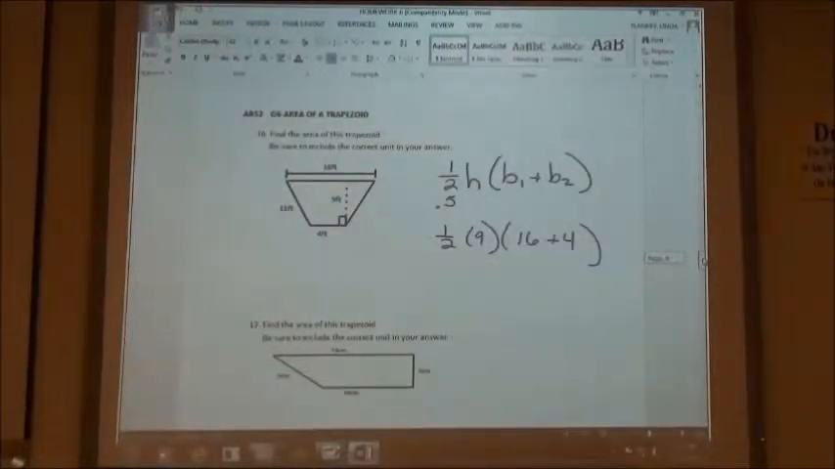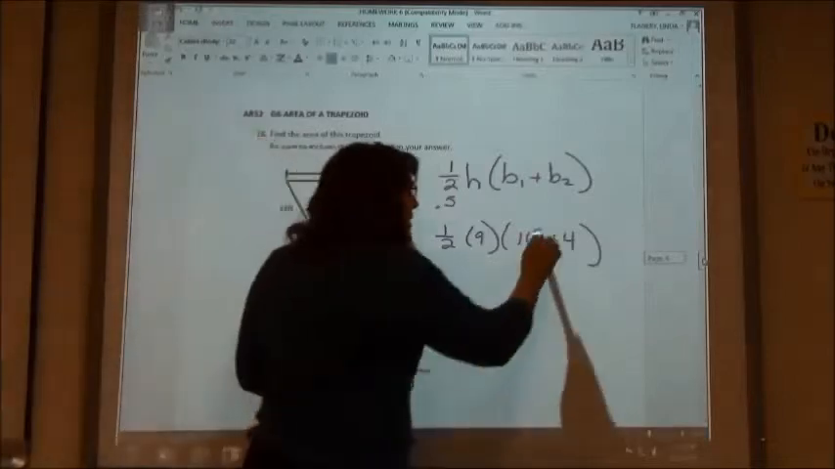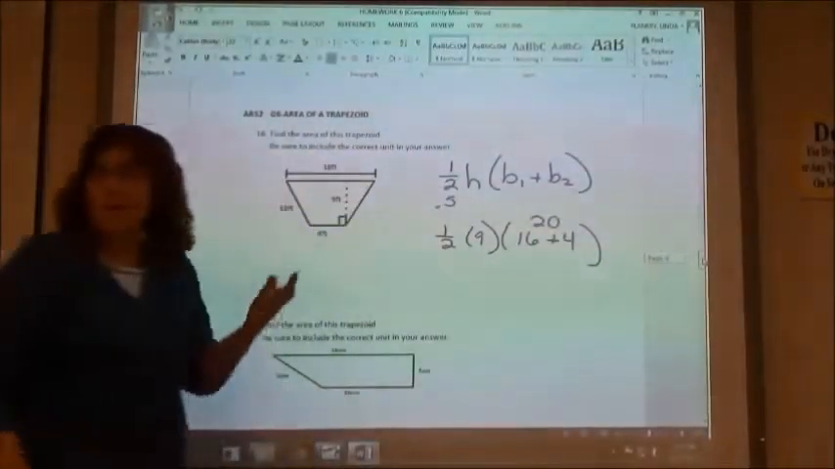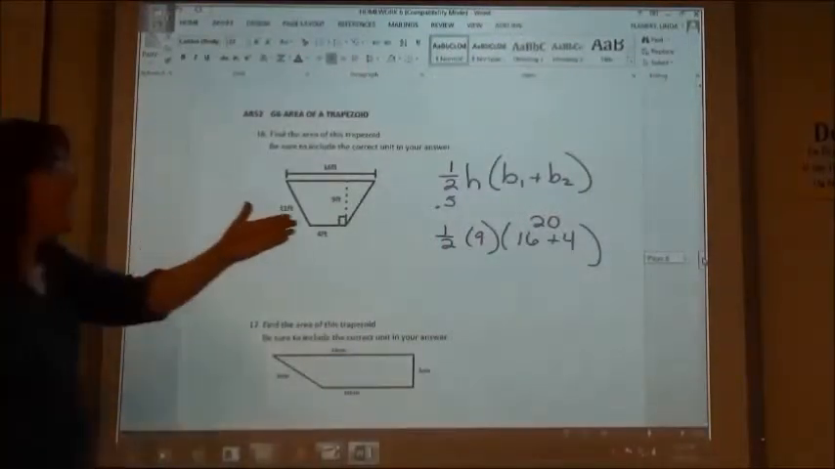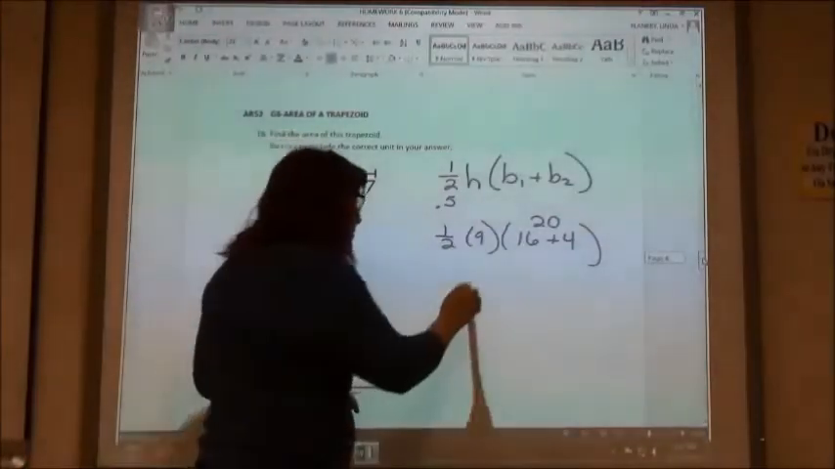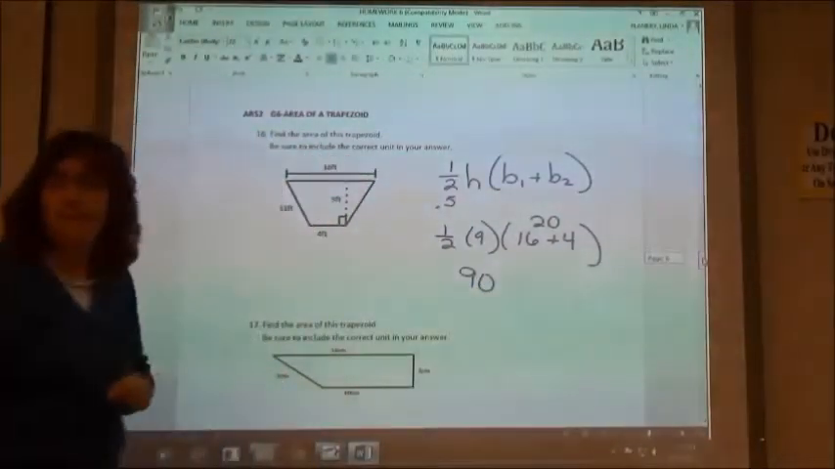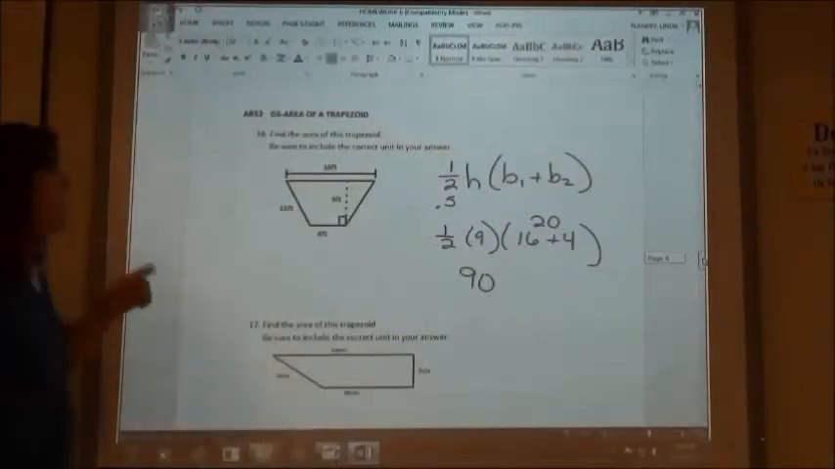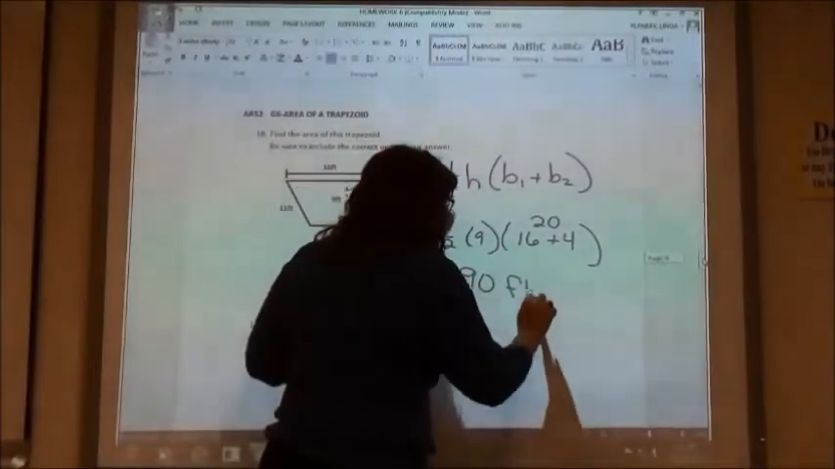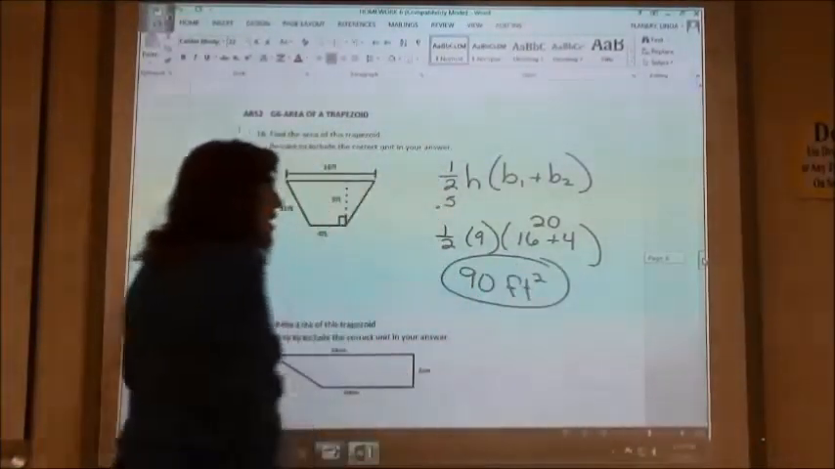So, if I were doing this one without my calculator, because 16 plus 4 is 20, and 20 is easy to take a half of, I'd rather do half of 20 than half of 9, right? So half of 20 is 10. 10 times 9 is 90. If I were using my calculator, I'd type in 0.5 times 9 times 20. But I have to remember to add my bases together first. And my label is always going to be squared. So 90 feet squared.